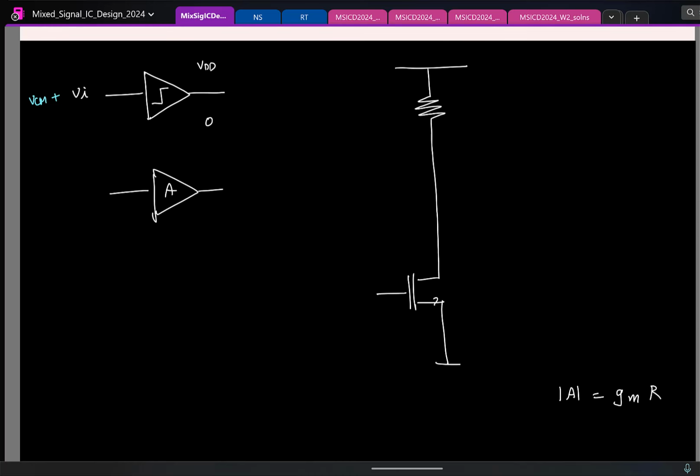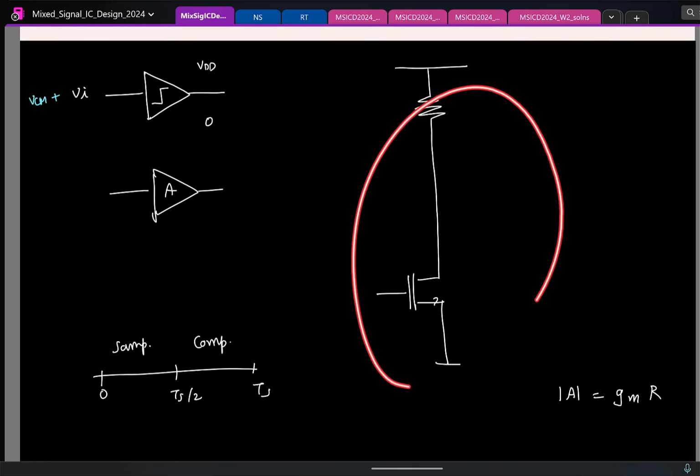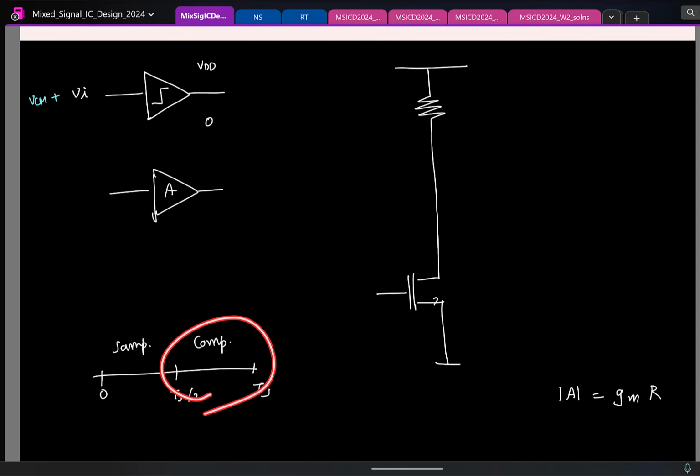So what you can do is, see, remember I am going to have one clock period. So for one half of the time I am going to sample. In the second half of the time is where I am going to do the comparison. So this fellow need not be active in this clock phase. It is only required in this one. So I can basically turn it off in the other clock phase. So what we can do is we can put a switch here.